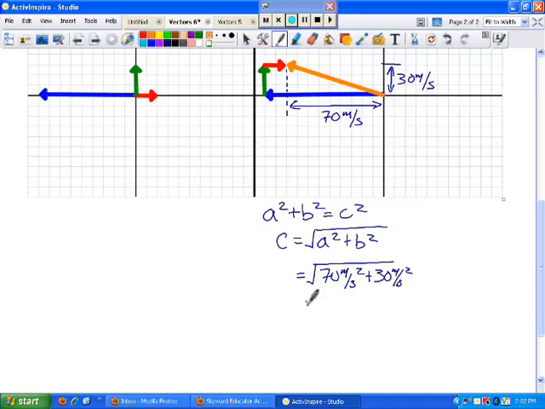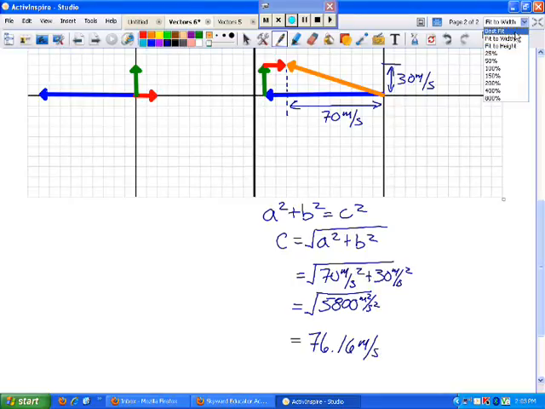Once we've plugged in all of our information, squared them, added them together, and taken the square root, we end up with a resulting velocity of 76.16 meters per second.